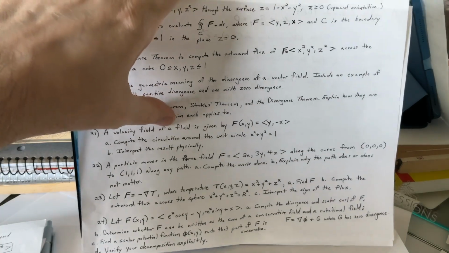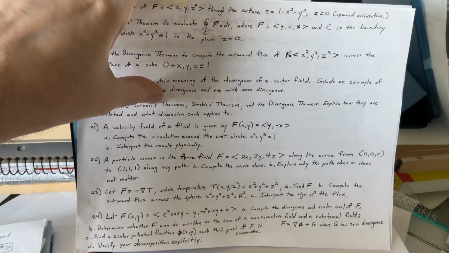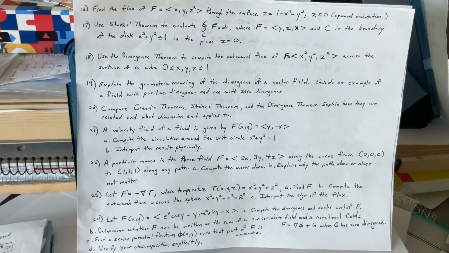I'm just going to adjust this. 24 D ends with verify your decomposition explicitly. So there's 16 through 24. So if you want to screenshot that, those are the problems that comprise the test. So this is a practice vector calculus exam. So let's get right into it.